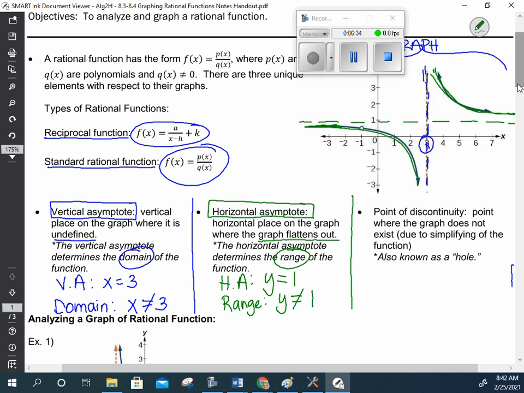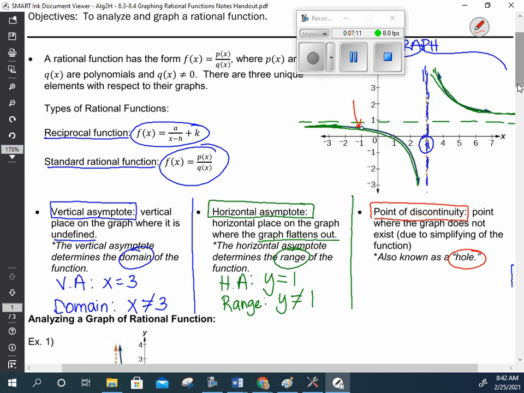The third and final unique element to a rational function is the idea of a point of discontinuity. A point of discontinuity is also known as a hole in the graph. If you notice, there's a hole sitting in the graph. That means the graph doesn't exist at that point. That one minute little point, it doesn't exist.